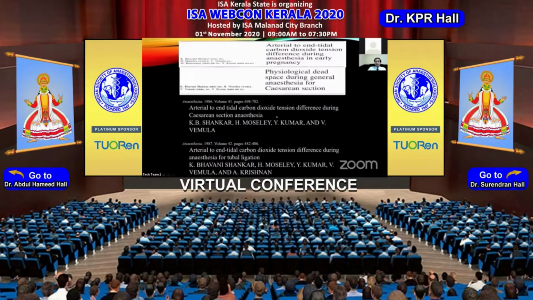Therefore, these studies highlight that since the arterial to end tidal CO2 difference is 0 to 1 millimeter in pregnancy, it is necessary that we maintain the end tidals around 32 during cesarean section anesthesia. We also did a couple of studies measuring the physiological dead space during cesarean section, and what we found was the alveolar dead space is actually decreased during anesthesia for cesarean section.